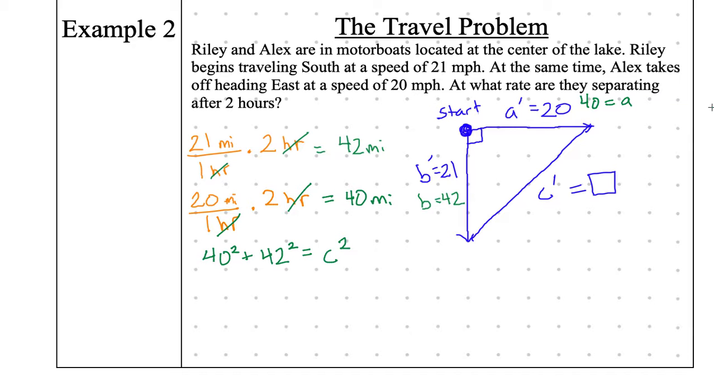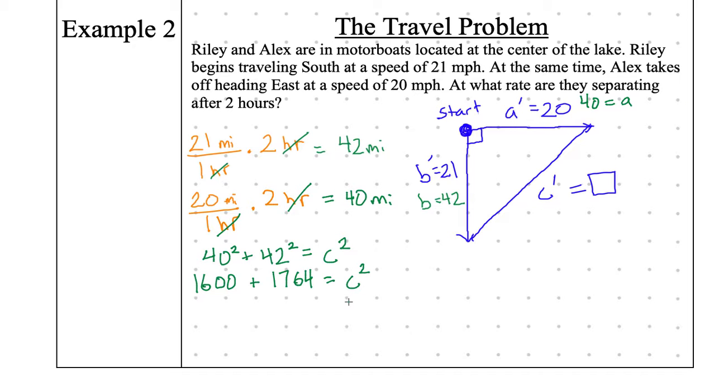Oh God, Mr. Sindel, what have you done to us? Well, 40 squared isn't that hard, right? It's just 1600, plus 1,764. But you did that really fast. Oh, I did it before. It took me at least 10 seconds to do that in my head.